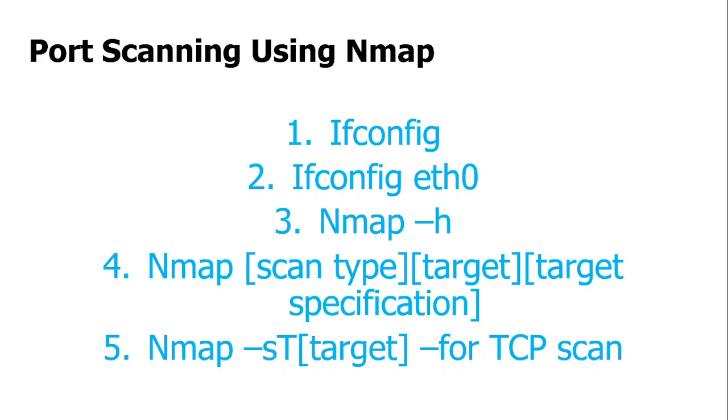Okay, now let us start. Open the Kali Linux terminal. First step, after you open the Kali Linux terminal, type ifconfig, right? Then you should note the Ethernet interface type, so eth0. Then open a new terminal and type nmap -h, right? It will open your help screen. Now the command structure is: nmap, scan type, target specification. For example, we will have nmap -sT target for a TCP scan.